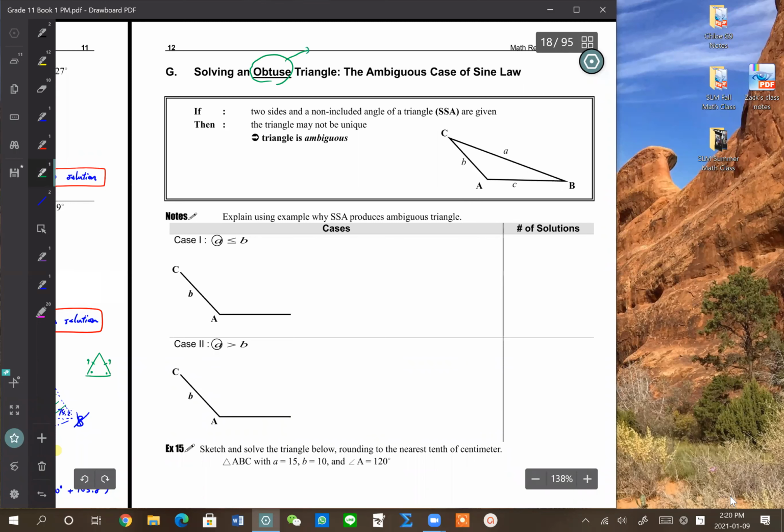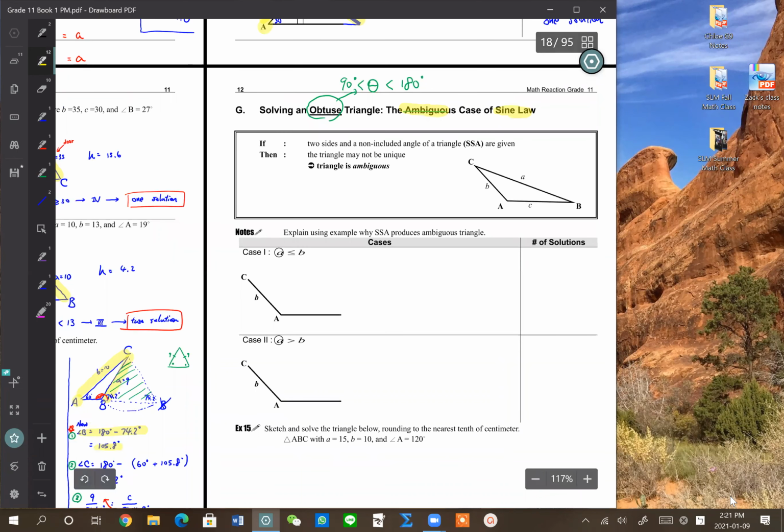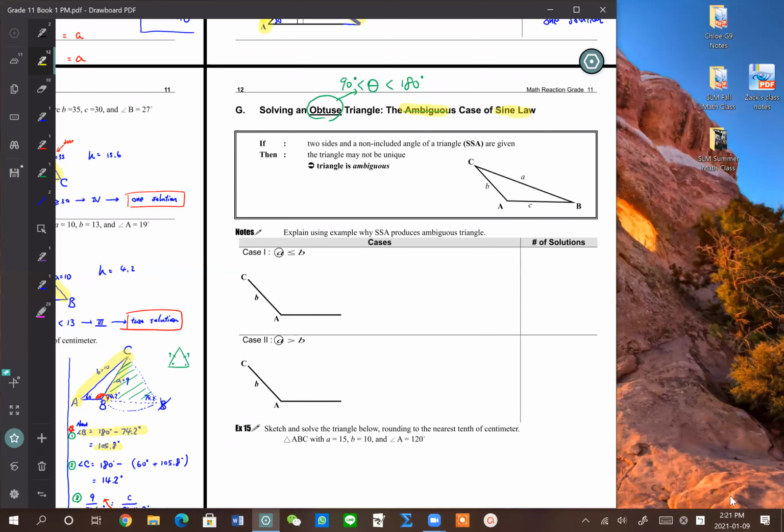So let's write it down. The angle, we'll call that theta. Theta is bigger than 90, smaller than 180 degrees. Okay, between 90 to 180. So it's still ambiguous, and still a sine law. But the obtuse is much easier. You don't need to find the height.